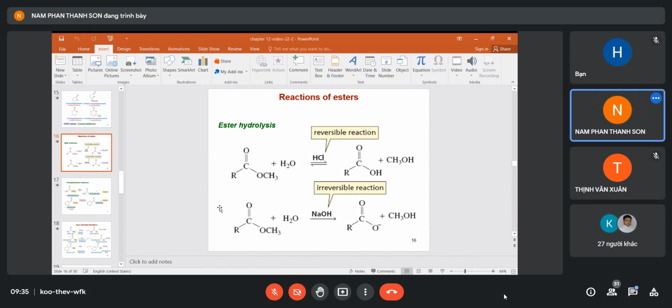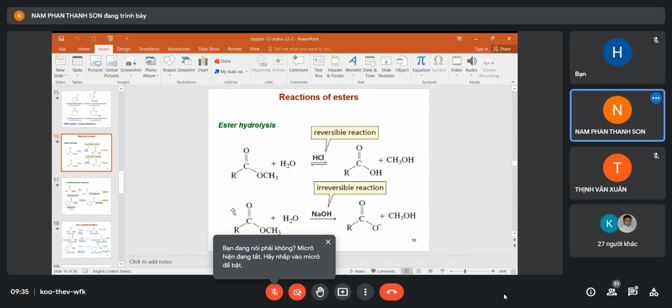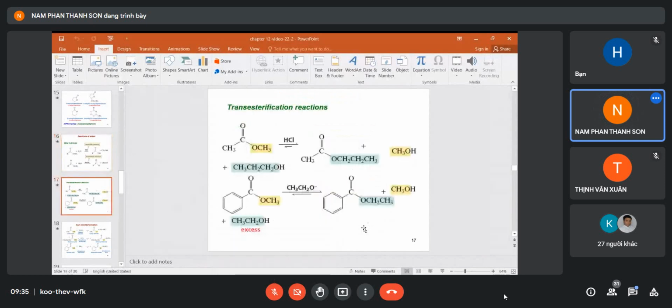And this reaction, if we use triglyceride and sodium hydroxide, then we have soap. Ester also has another interesting reaction, that is a transesterification reaction. Trans means change. Transesterification means it changes.